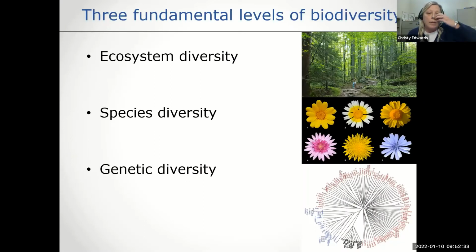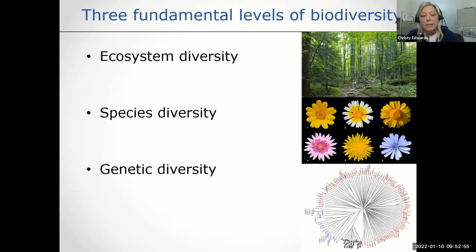Okay, so as you are probably well aware, biologists recognize three fundamental levels of biodiversity. There's ecosystem diversity, species diversity, which I think is the main dimension of biodiversity you have been thinking about in these sessions. And then finally, there's genetic diversity, which is the level of diversity that I think most about.